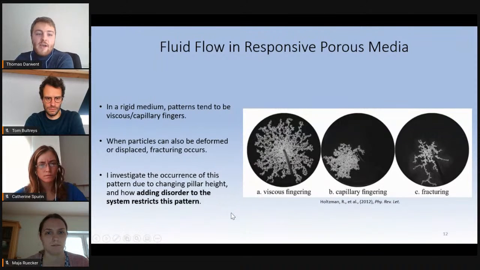And we investigate this by having another rectangular system of pillars, and we allow these pillars to bend. And then we look at, okay, when we see this fracturing pattern, how is this restricted due to the effect of adding disorder into it?